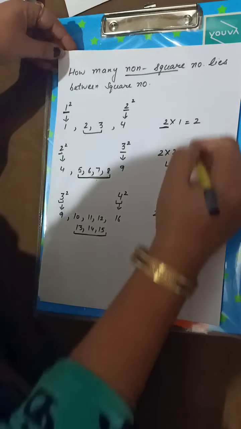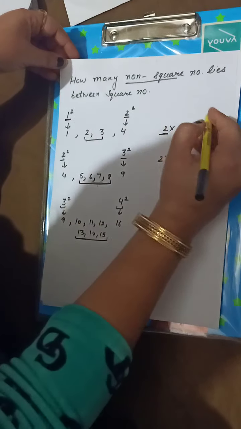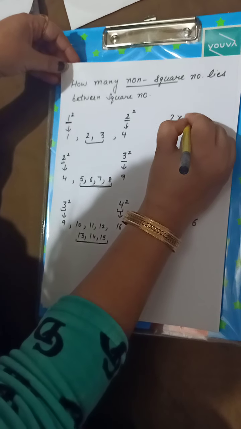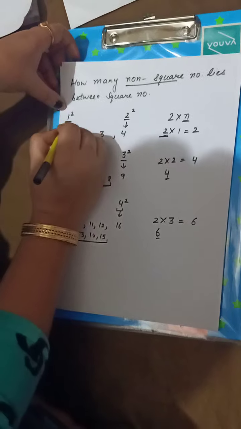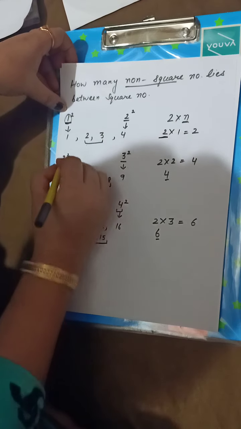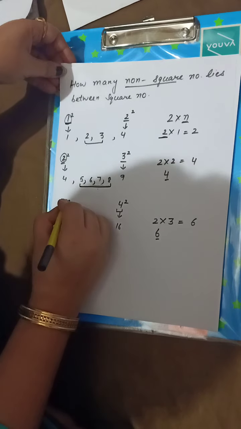So the formula to find the non-square numbers that lie between square numbers is 2 multiplied by n. And what is the value of n here? n is the smaller natural number: 1, 2, 3.